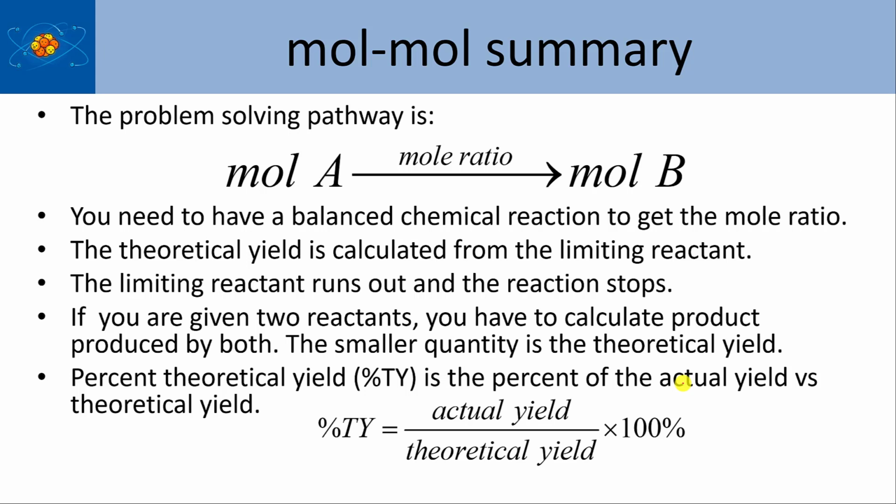And in the cases where you're given 2 reactants or more, you have to calculate the product produced by both reactants, and the smaller quantity is always the theoretical yield. And the reactant that gave you that number is the limiting reactant, and the other one will be your excess. Percent theoretical yield is what you get when you know an actual yield. So if you knew how much you made, you just take the actual, you divide it by the theoretical, and you multiply it by 100. That's why it's called the percent of the theoretical yield, or percent theoretical yield.